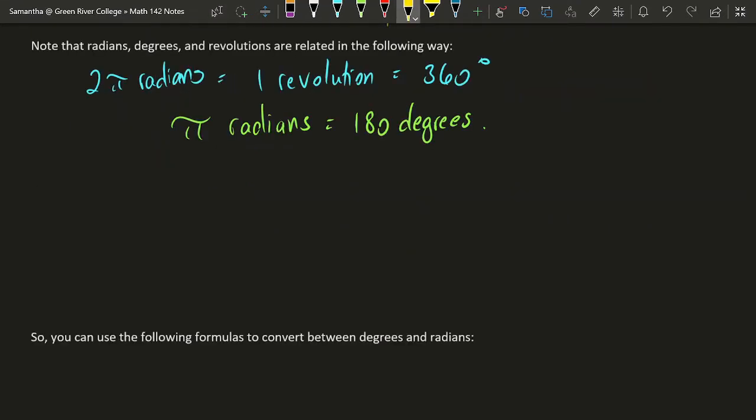Now if I take this equation in green and I divide both sides by 180 degrees, then I get the fact that if I take pi radians and divide it by 180 degrees, I get the number 1. And 1 is a very special number because if you multiply something by 1, then the object's value doesn't actually change.